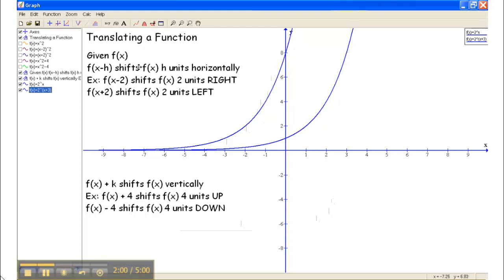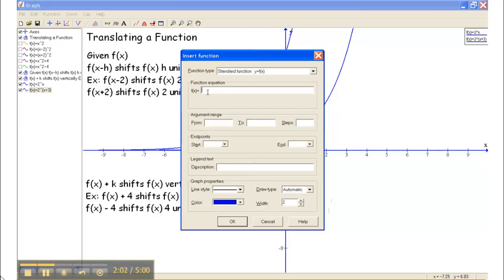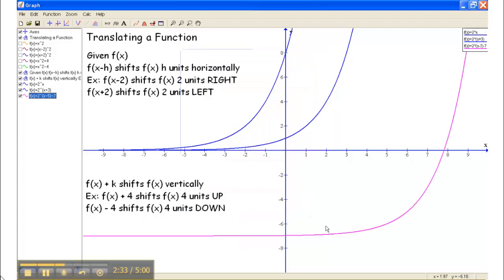Let's do something really crazy. Are we allowed to apply more than one shift at a time? Of course we can. Let's take our exponential, and let's this time make it go to the right, 2 to the x minus 5. And let's say I also want to shift it down 7 units. Minus 7, I'm going to put on the end. Notice the x minus 5 is all up in the exponent, and the minus 7 is after the whole function. So that should shift it 5 units to the right and 7 units down. Let's see if it did. It did. 5 units to the right and 7 units down.